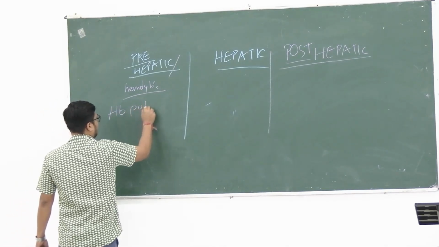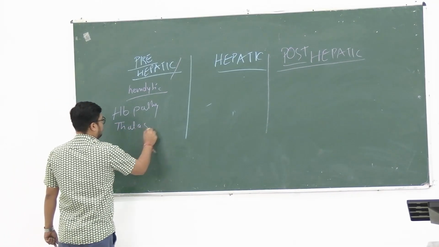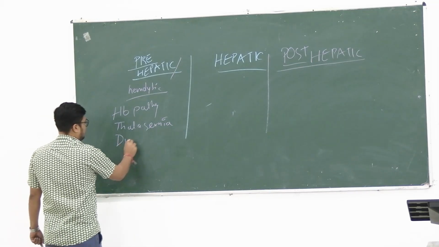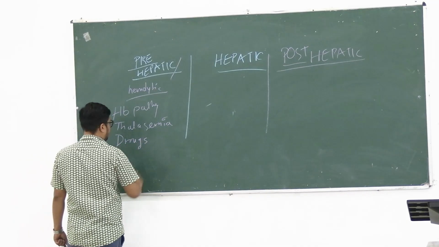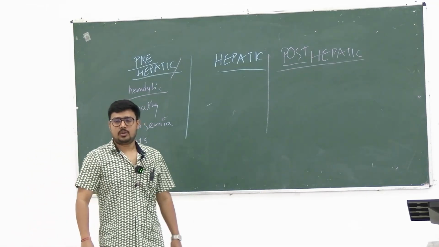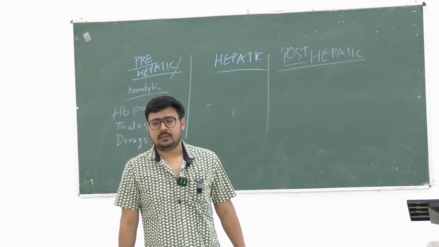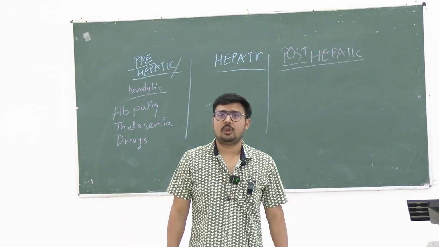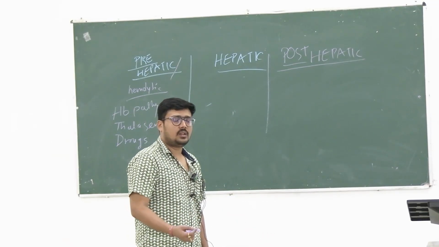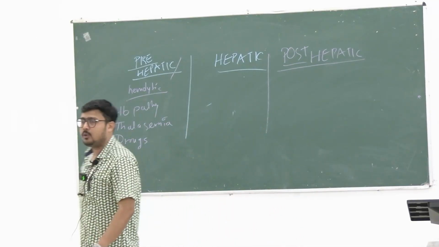So what are the hemolytic jaundices mostly? Hemoglobinopathy, thalassemia, drugs. Why are drugs involved? How? Because they decrease the uptake of the bilirubin. They compete for the same molecule of the liver. So before conjugation, the bilirubin level will increase.